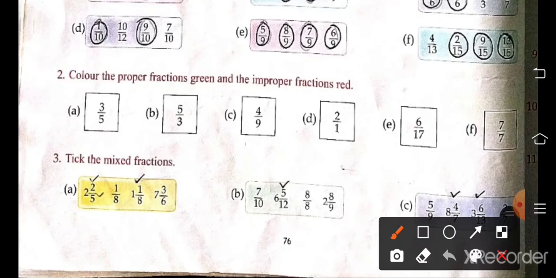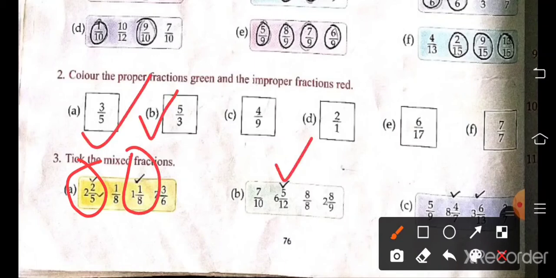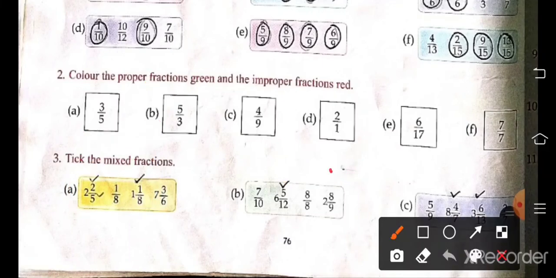Tick the mixed fraction. Okay, so here this one and this one are mixed fractions, so tick it. Here this one and this one also, okay, this one and here this one. So tick it properly.